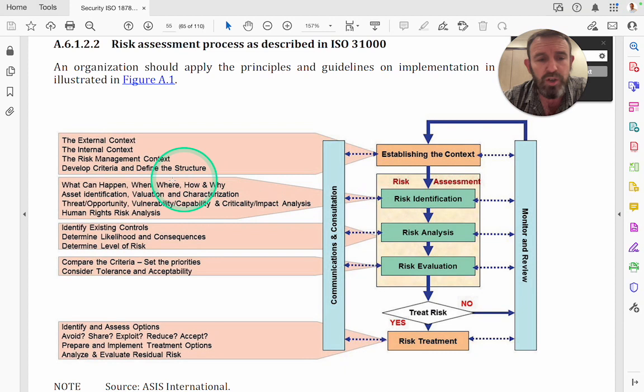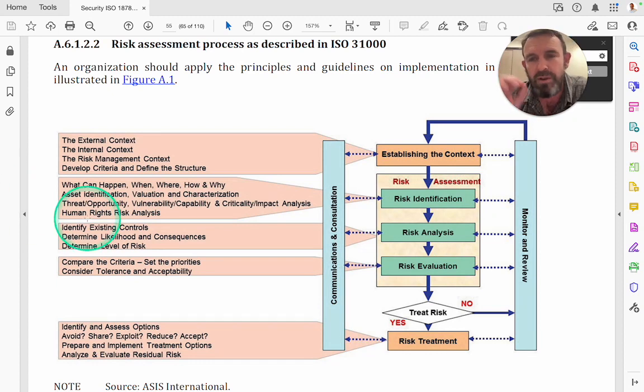We're looking at identification: what can happen, when, why, how. Threat, opportunity, vulnerability, capability, criticality. There are some phenomenal words in here. If you're like me, I wouldn't call myself a wordsmith, you've really got to focus on those words to understand them. When you do understand them, that's really important.